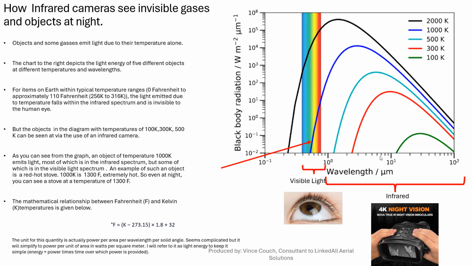But most objects on Earth are between 256 and 316 Kelvin. Again, that's 0 degrees Fahrenheit to 110. So walking around, just looking at stuff heated by the sun, human bodies at 98.6, they're going to be in this range here. The closest to what we're typically seeing is going to be 300. As you can see, it doesn't emit anything in the visible spectrum. This is all going to be invisible, but it's visible with an infrared detector. So again, this is visible spectrum, this is invisible.